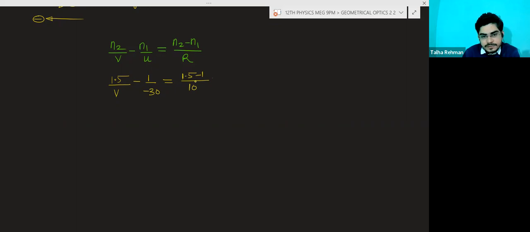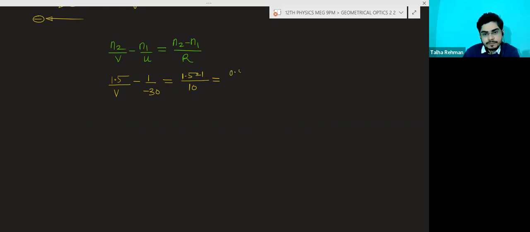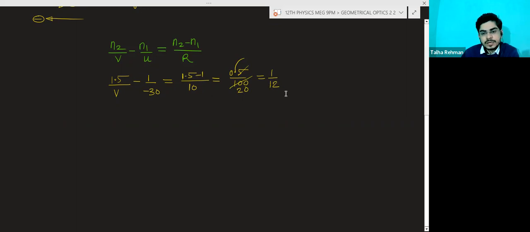So you can write this value. This is 1.5 minus 1. It will become 0.5, and this is divided by 10. You can remove this point and add one 0, and then you can cancel it out. It will become 20. So finally you will get 1 by 20.